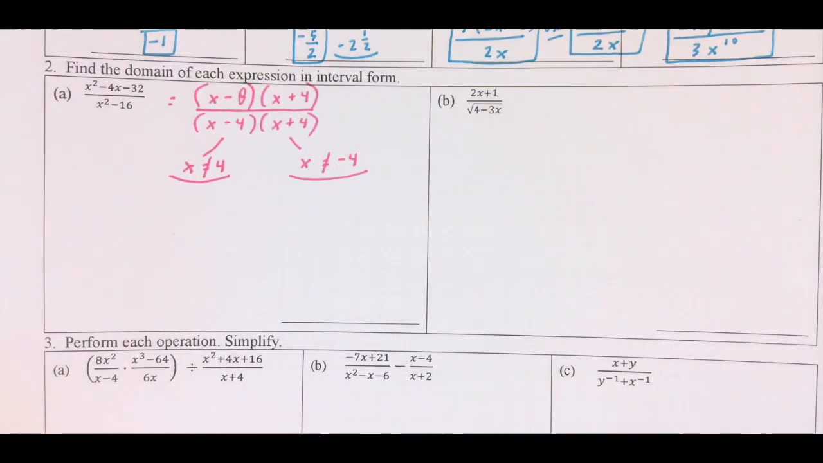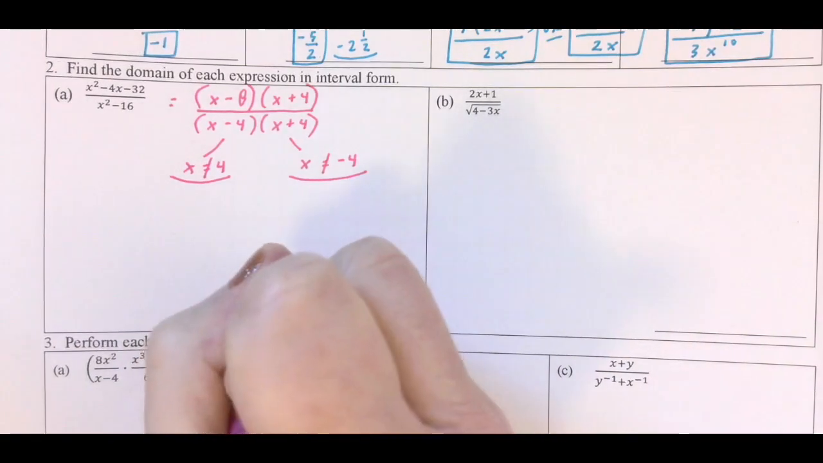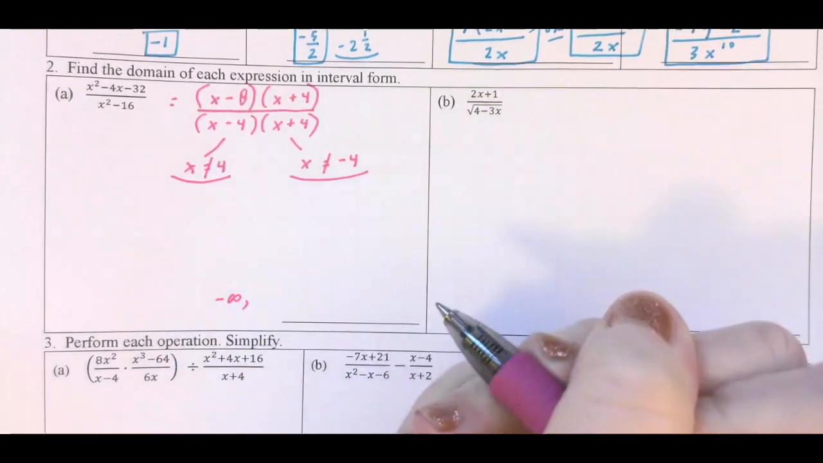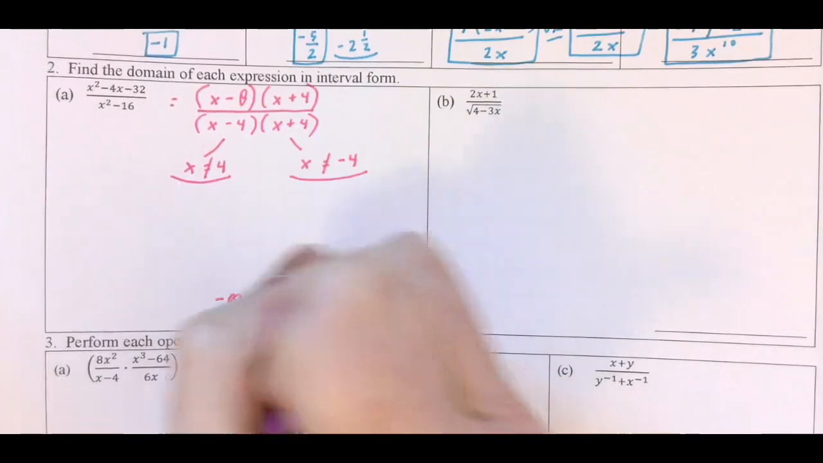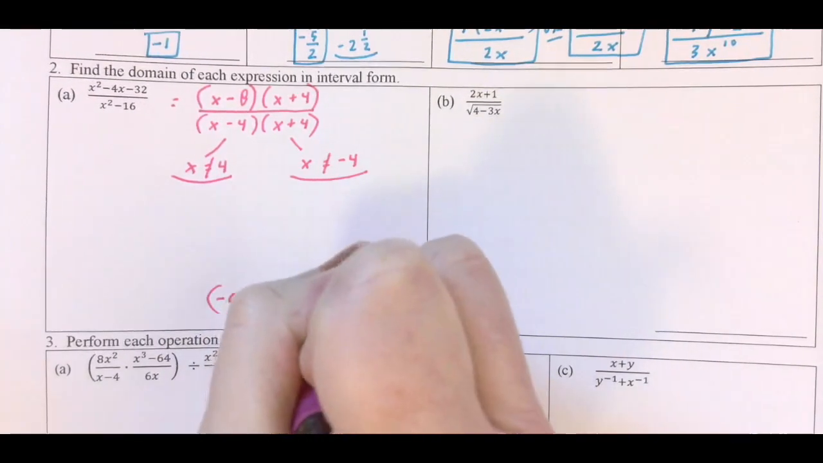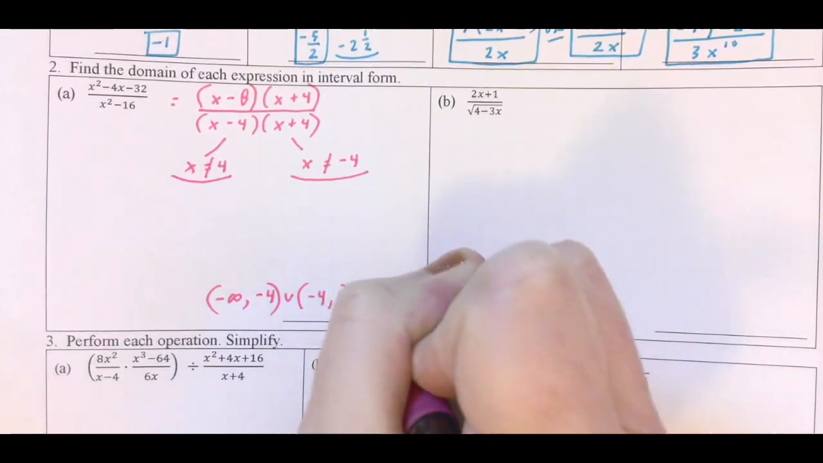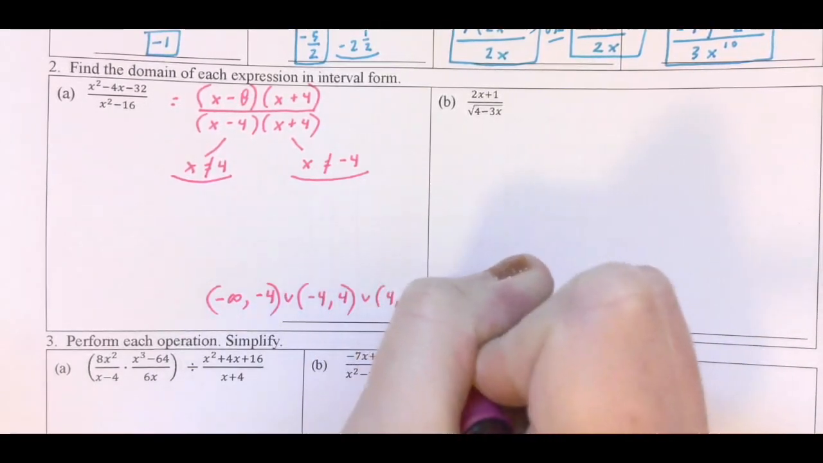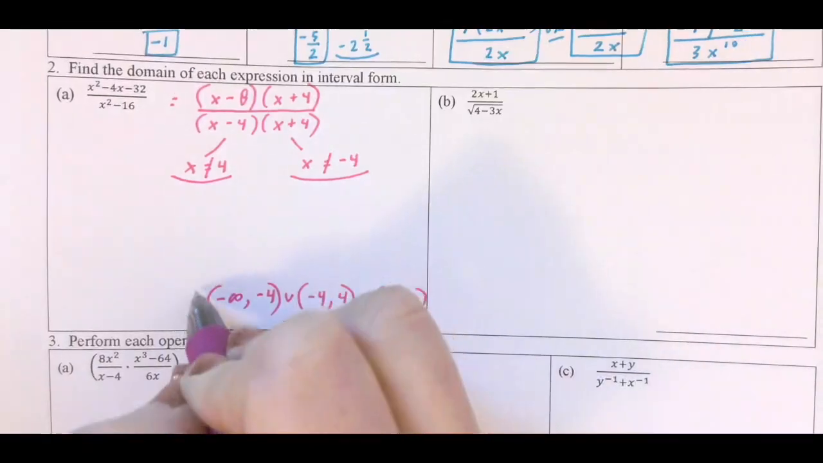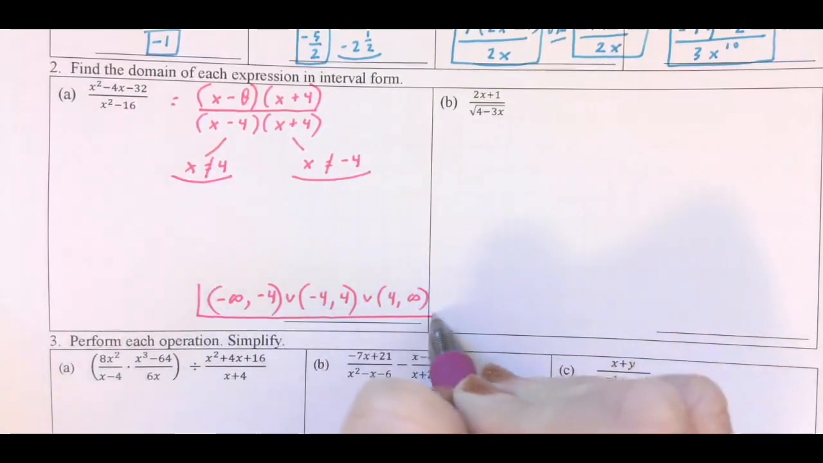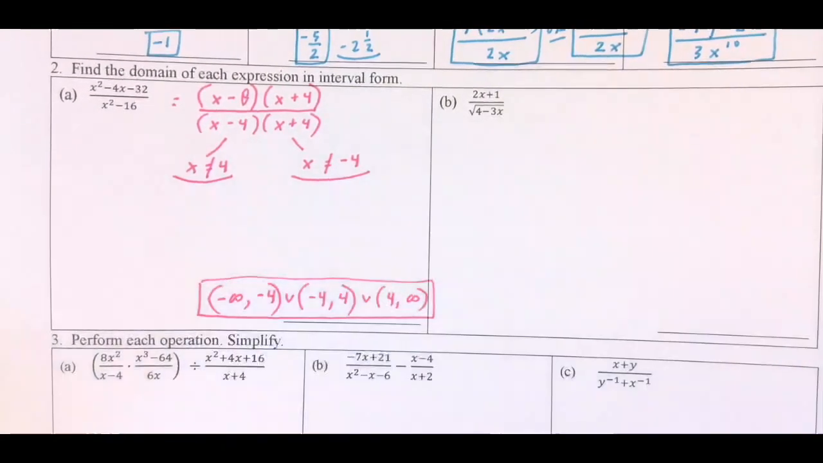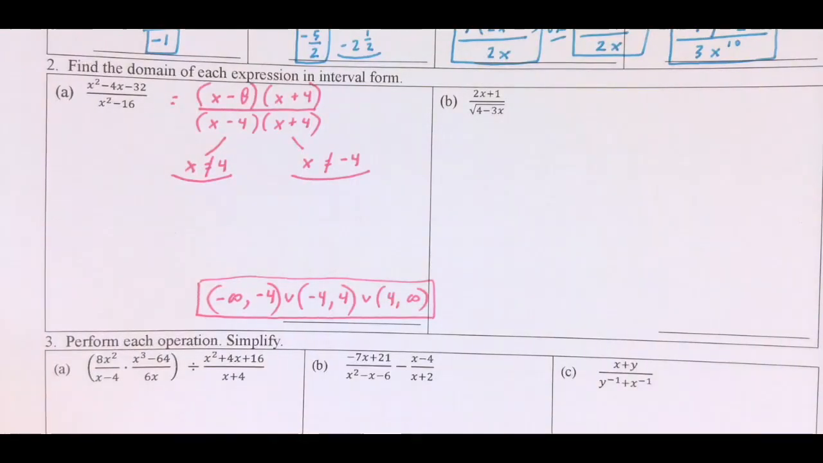So when I write this in interval notation, I'd say, well, x can be anything from -∞ to -4, union -4 to 4, union 4 to infinity. Right? It's our way of saying, well, x can be anything, just not exactly -4 or +4.